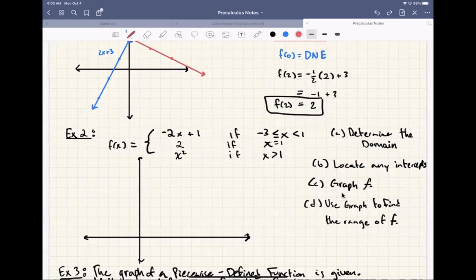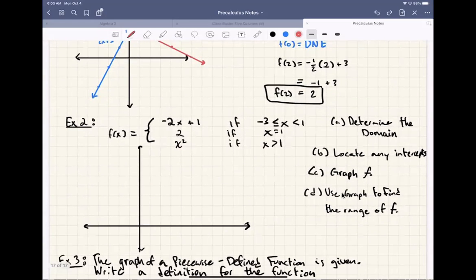The first question says determine the domain. So our domain here is going to be from negative 3 to infinity. It's kind of hard to tell without looking at the graph, but if you look at this part right here, this is basically our domain, right?